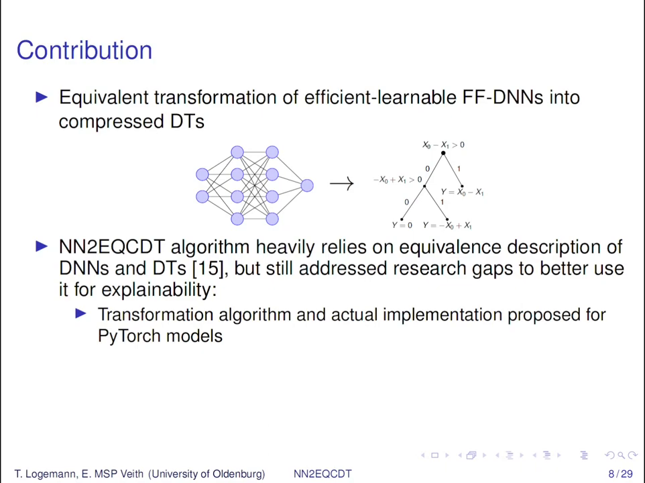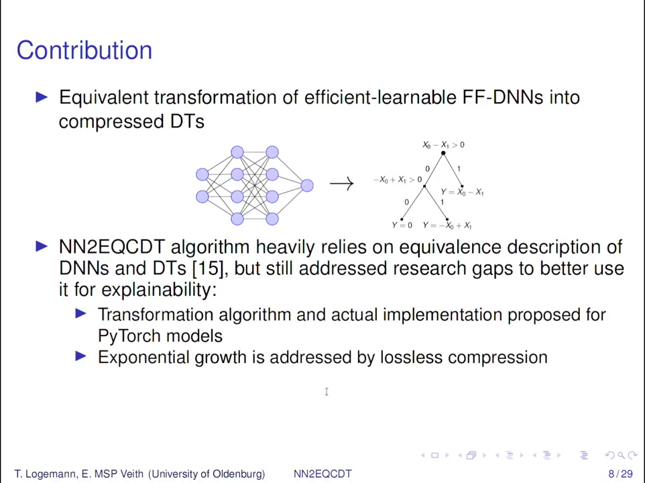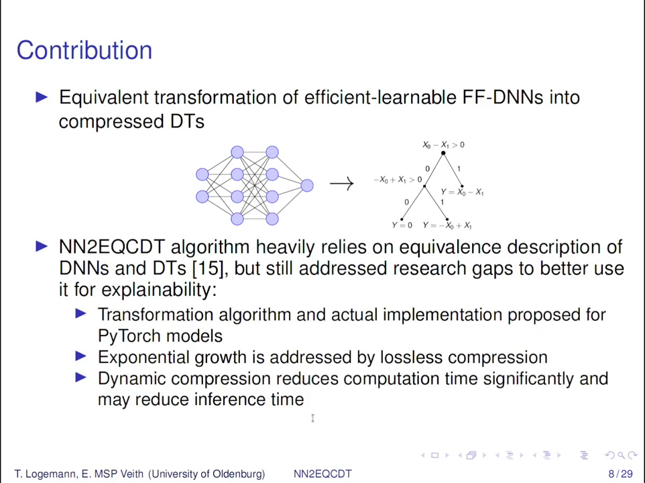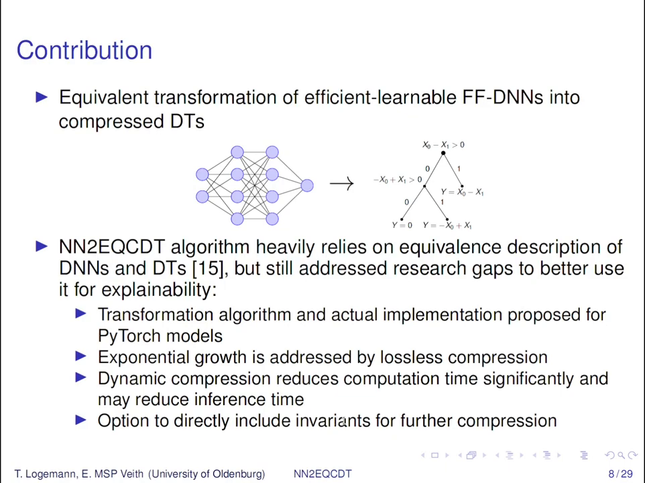The NN2EQCDT algorithm heavily relies on the equivalence description of deep neural networks and decision trees from Aytekin. But there are still unaddressed research gaps to better use it for explainability. We provide a transformation algorithm and actual implementation for the right-handed linear transformation of standard PyTorch models. The exponential growth is addressed by lossless compression and the dynamic compression that significantly reduces computation time and may reduce inference time. There is also the option to directly include invariants like input sensor domain constraints for further compression.